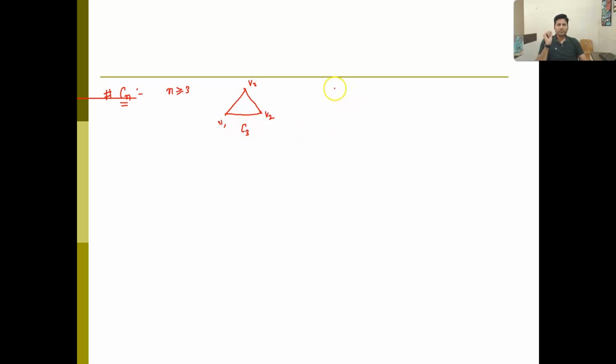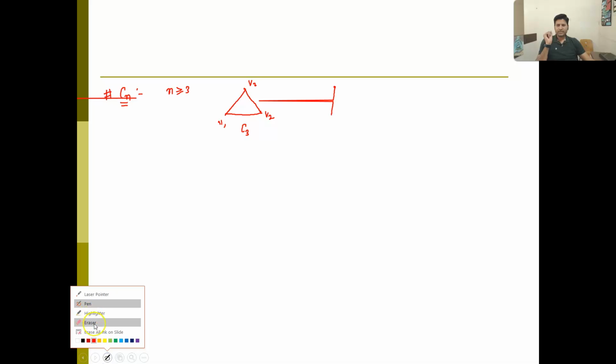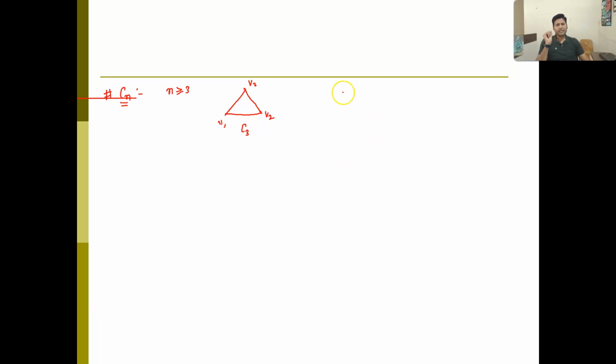In the same manner, if I talk about C4, C4 has four vertices with the same condition that consecutive vertices are connected to each other. So C4 looks like this: one vertex, this is second, this is third, this is fourth. Let us name them V1, V2, V3, V4. So this is how C4 will look. As already discussed, the shape of the graph does not matter. What exactly matters is the connections. If two graphs have the same connections, we call them identical graphs. This we call C4.